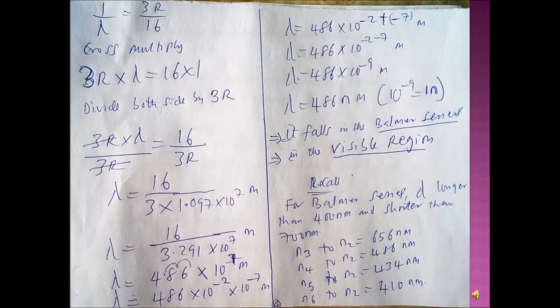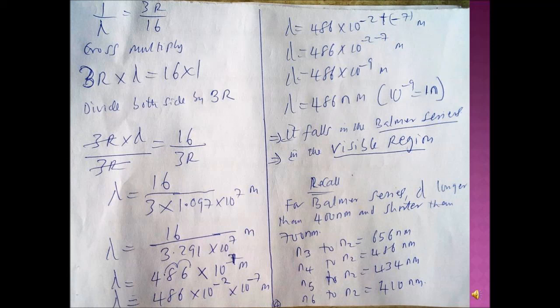And from this we can see that it actually falls in what, in the visible region and in the Balmer series, because for all Balmer series the transition is from a higher energy level or orbit towards the lowest one, which is n equals 2. So 486 is one of the standard values that we have for our transition from n equals 4 to n equals 2, and that is what we got exactly. Let's move forward.